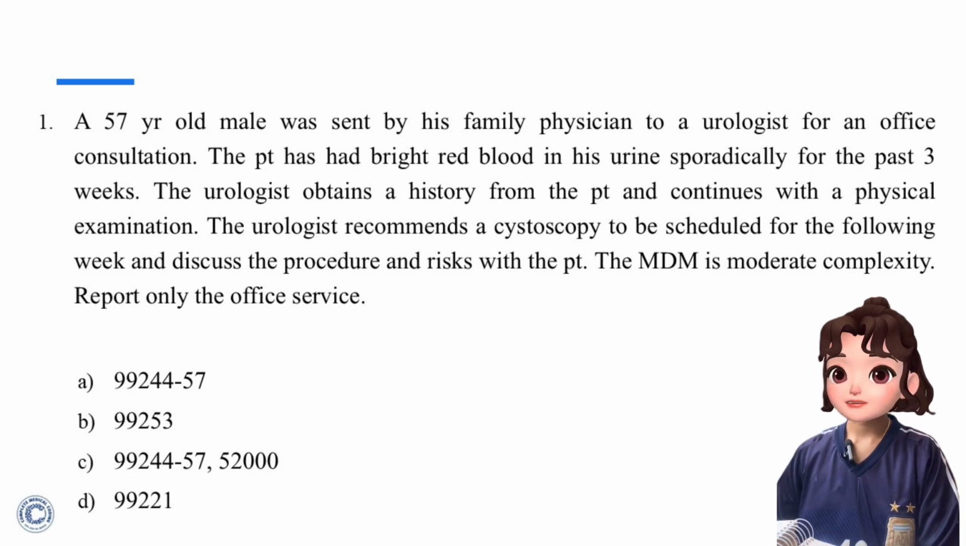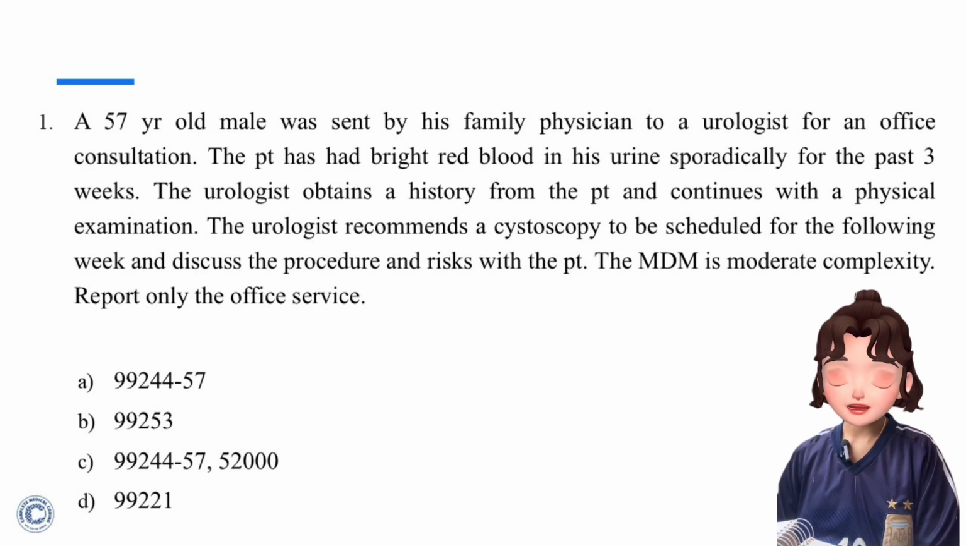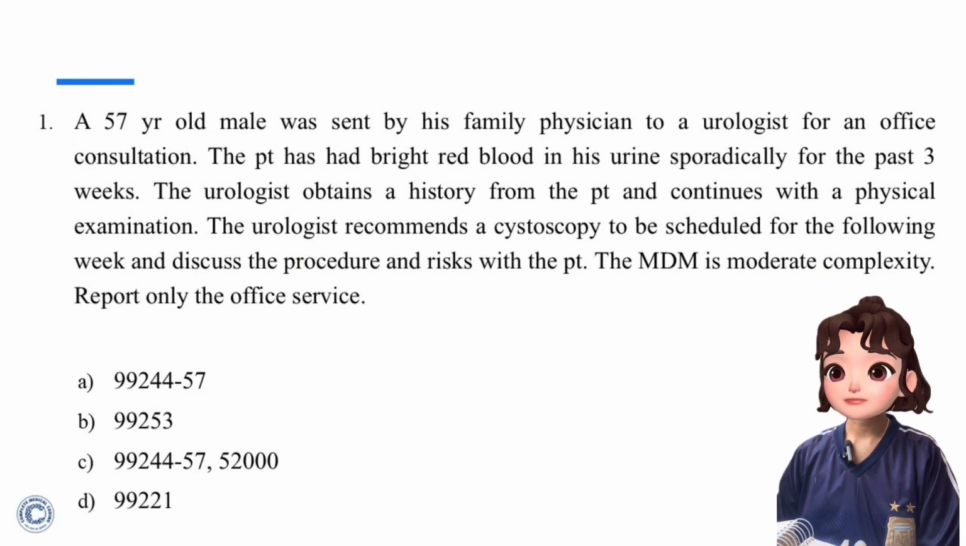First question. A 57-year-old male was sent by his family physician to a urologist for an office consultation. The patient has had bright red blood in his urine sporadically for the past 3 weeks. The urologist obtains a history from the patient and continues with a physical examination. The urologist recommends a cystoscopy to be scheduled for the following week and discusses the procedure and risk with the patient. The medical decision making is of moderate complexity. Report only the office service. So here we have to report the office visit.